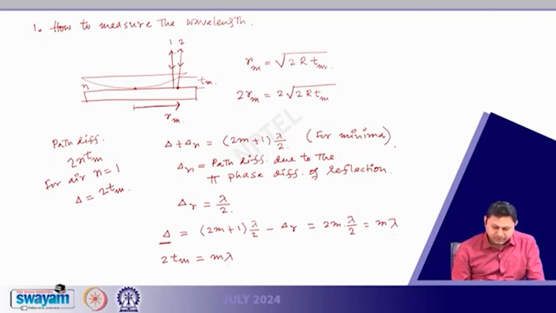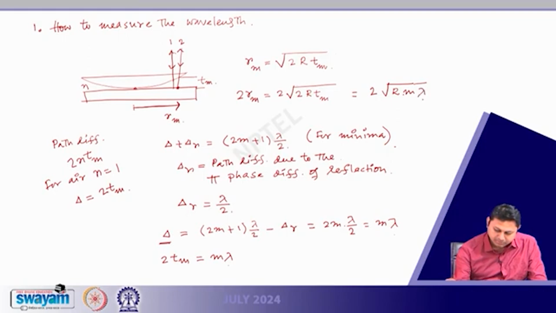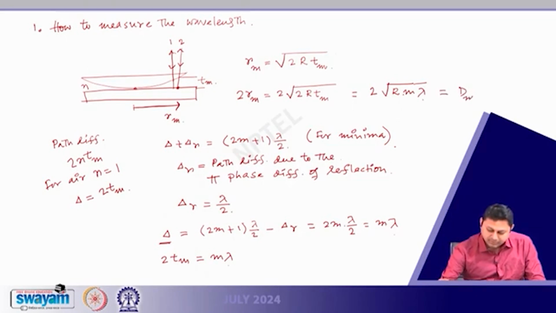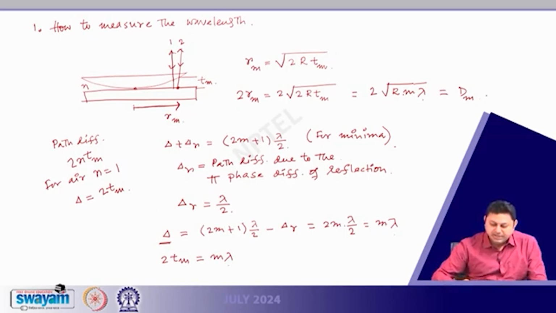So, if I put it back here, this value will be 2 root over r multiplied by m lambda, and that is again the diameter of the dark ring. Dm is the diameter of the dark ring. So, dm is 2 root over r m lambda, that we figured out.